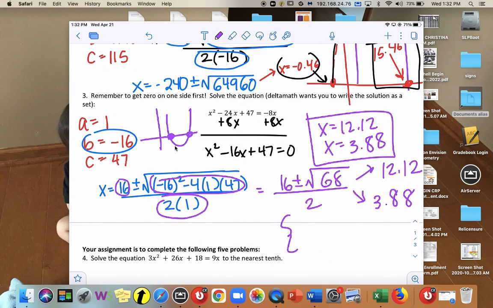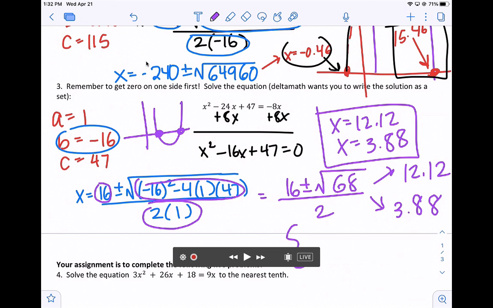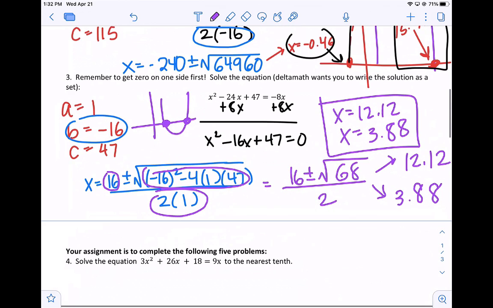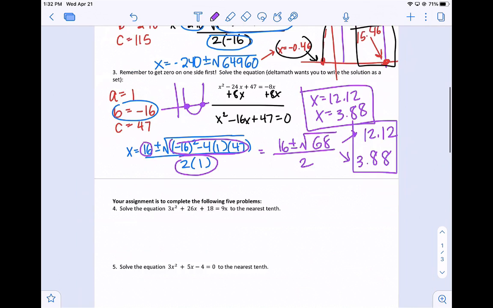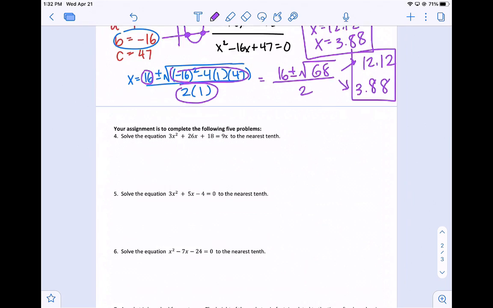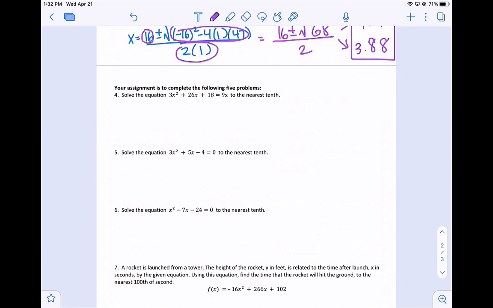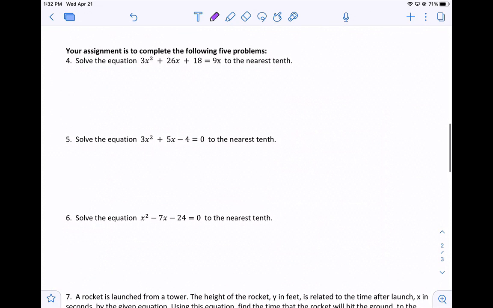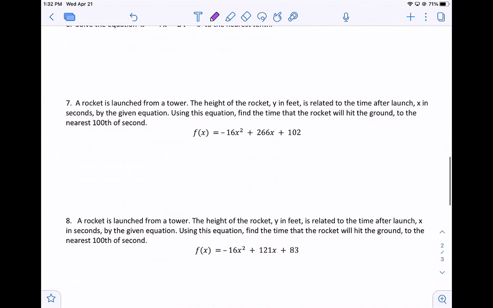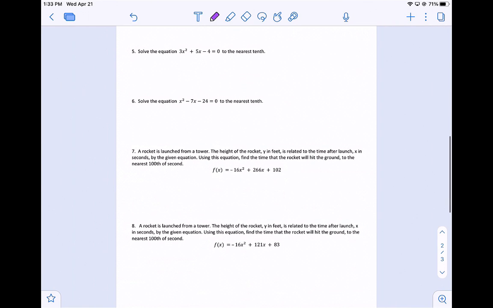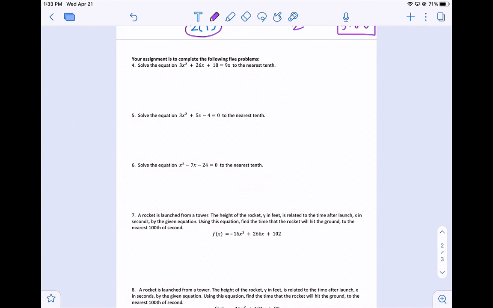All right, so your assignment then, either if you're in class, I have it on a worksheet and I'll hand that out. You can also choose to do it on Delta Math. But if you're at home, you can use the Delta Math then to put in your answers and to also check your work. So same problems in class and also on Delta Math. You have 3 problems where it's just get 0 on one side, find a, b, and c, plug in, get your answer. And then you have 2 word problems that are like the rocket problem that we did before. So 5 problems, get those done. You can check your answers on Delta Math and let me know if you have questions. And that's it.